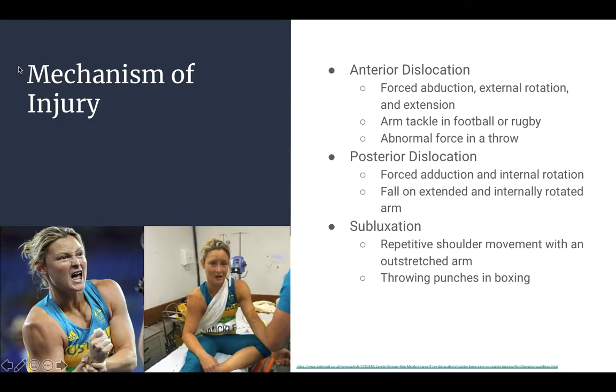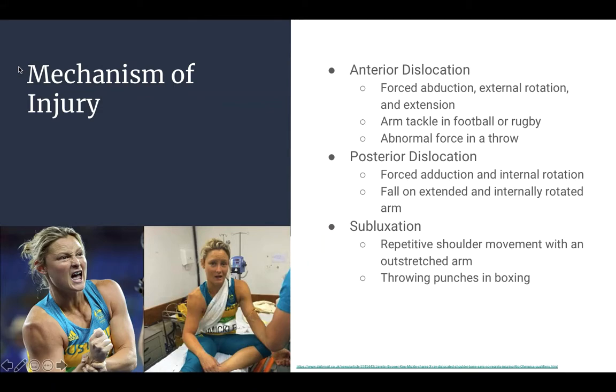Next, we have the mechanism of injury. For an anterior dislocation, the mechanism is a forced abduction, external rotation, and extension. You see this in tackles in football, rugby, or abnormal force in a throw. The picture here is of the javelin thrower in the Olympics who dislocated her shoulder during a throw.